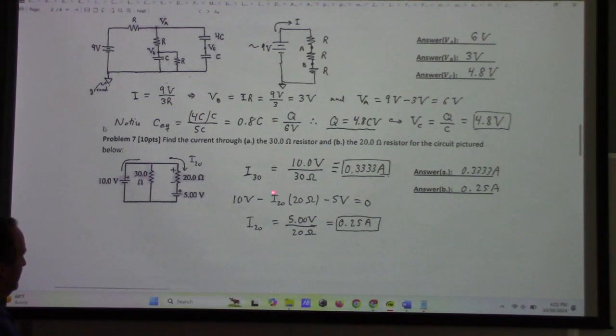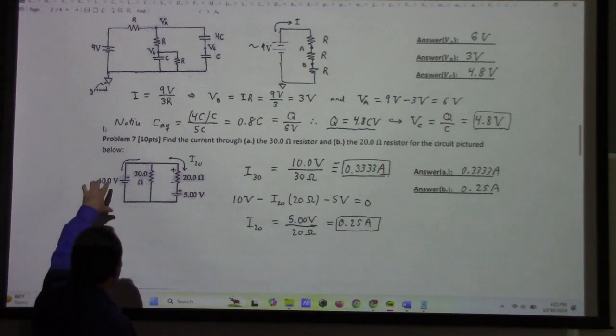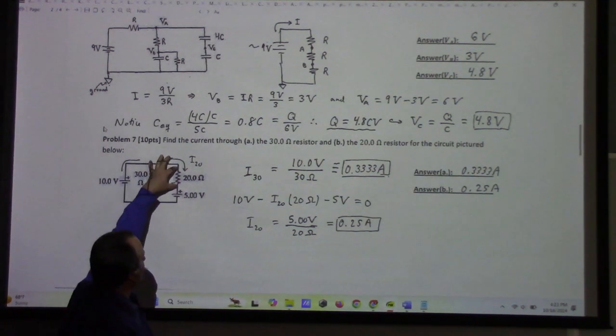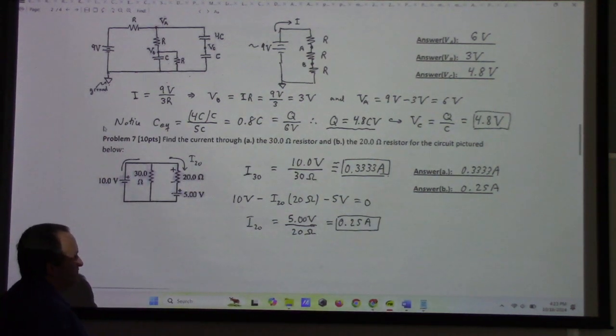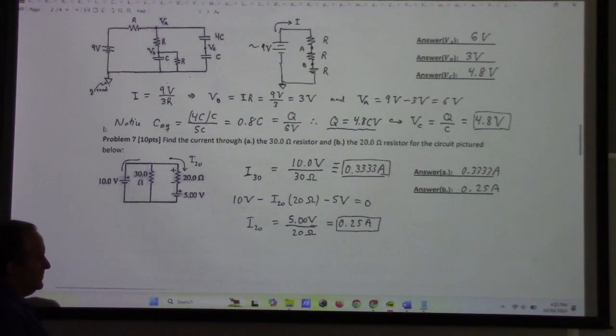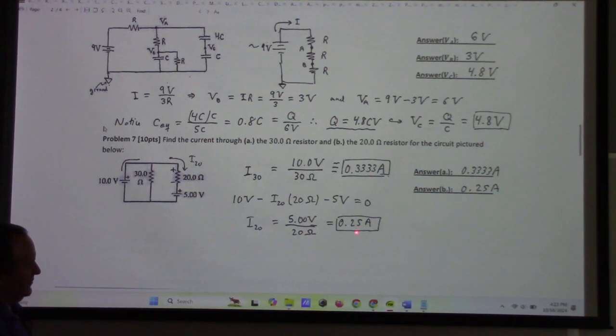So by Ohm's law, 10 volts divided by 30 ohms, 0.3333 amps. Yep. And on the other hand, if I do the loop here, I get 10 volts minus the current through the 20 times minus 5 volts equal to 0. And you could also just look at this like this, right? If I got 10 volts here, I got 5 volts here, that means there must be 5 volts there, just by comparison, thinking about how voltages add and so forth. But anyway, it's 5 volts divided by 20, 0.25 amps, and there you go. Many of you guys got this, not everybody. It's a mix.